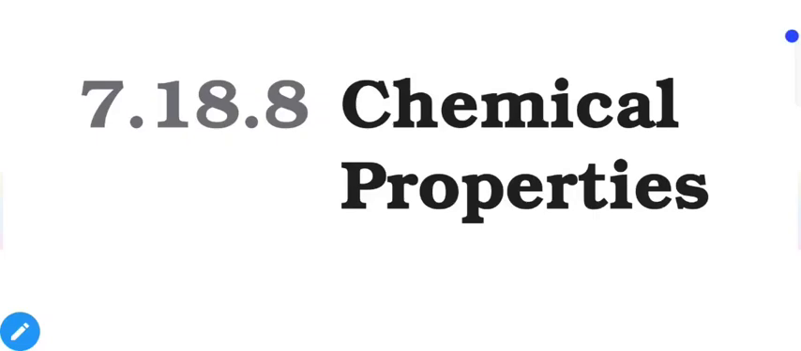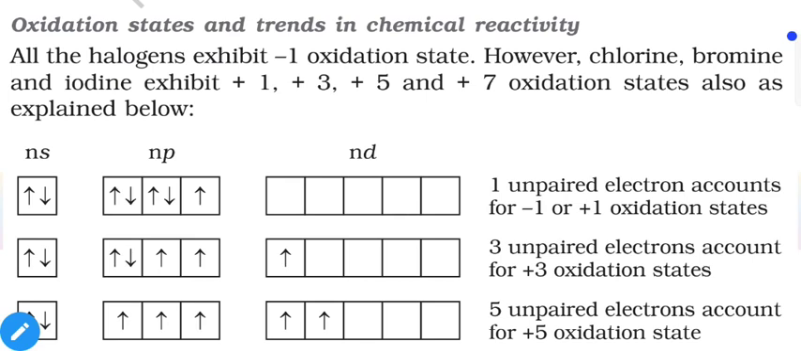Hello students, so today we are going to discuss group 17 chemical properties. First in chemical properties, oxidation states and trend in chemical reactivity. All the halogens show -1 oxidation state. However, except fluorine, other elements can show +1, +3, +5 and +7 oxidation states.